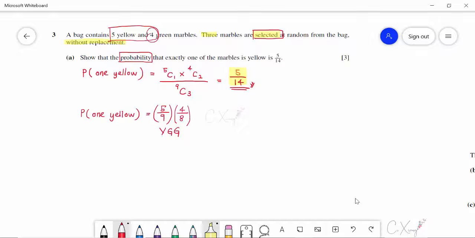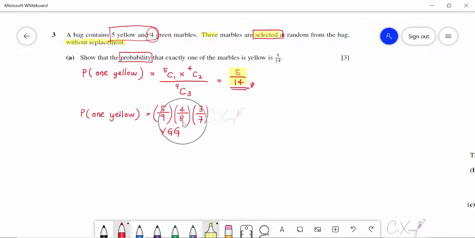Why does it become 8? It is because just now you took out the first yellow marble already, so the total number of marbles now becomes 8 only. So it will become 4/8. And then the third one is also a green marble, then you will have 3. Okay, why is it 3 and not 4 anymore? Because the second marble is green and you took it out just now without replacement. So the remaining green marbles now become 3 and the remaining total marbles becomes 7.